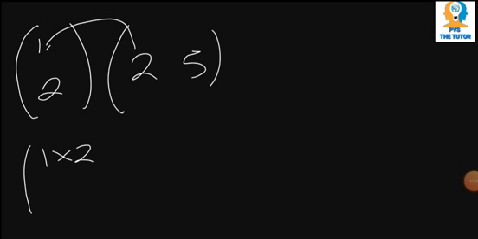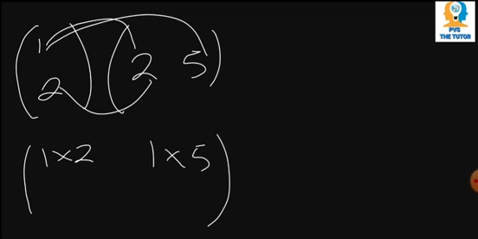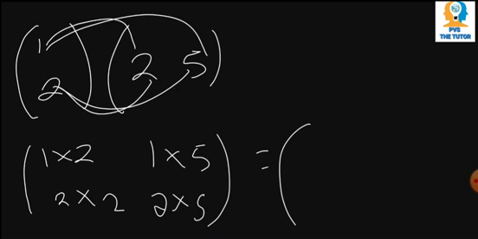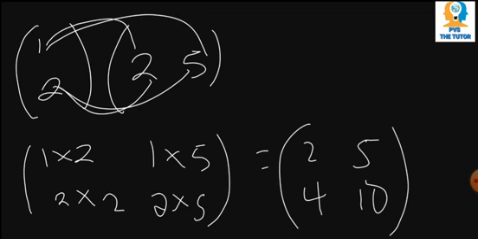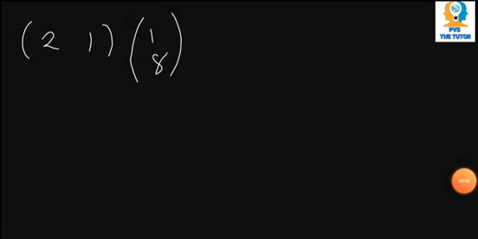then 1 times 5, then 2 times 2, again 2 times 5. And the answer will be 2, 5, 4, and 10, because we are multiplying rows by columns. Let's look at another version of this. So let's look at this example.